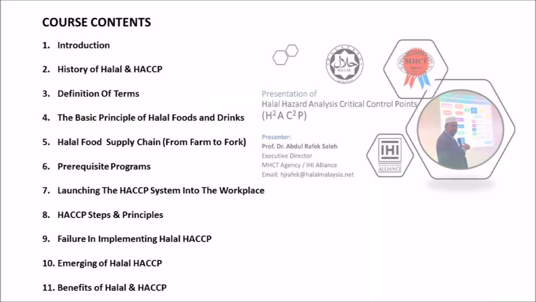All right. The course content: we'll talk about the introduction, the history of halal and hazard, definition and the terms used, the basic principle of Islamic food and beverage, the supply chain, which is very important, from farm to fork, and also the prerequisite of the program. At the end, I will talk about the benefit of this program, halal and hazard analysis critical control point. I make it simple.